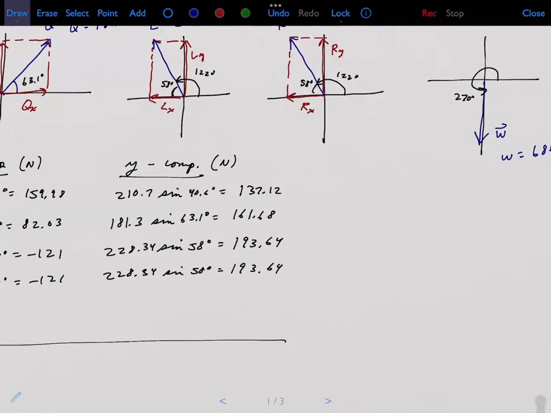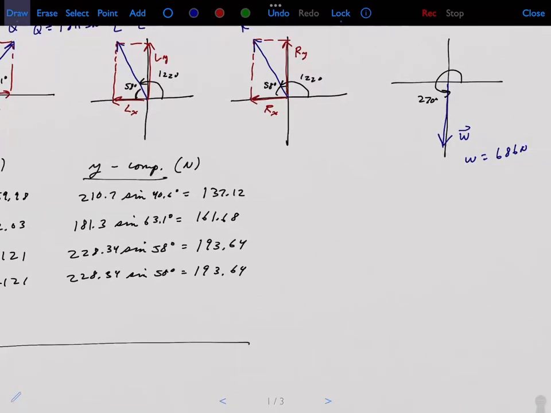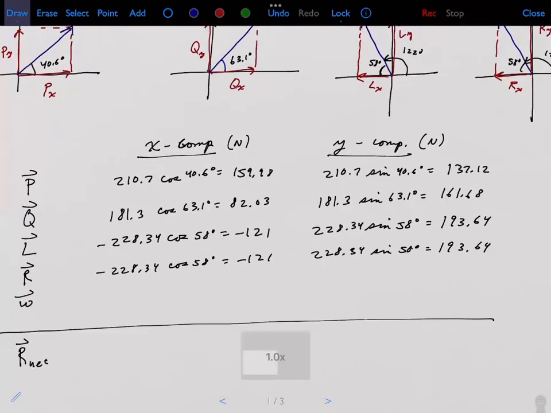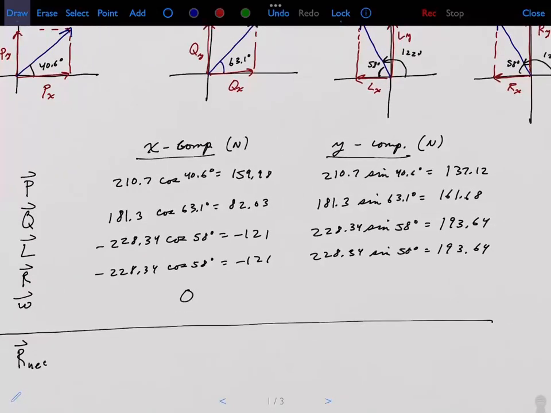So the X component, none of that vector is in the X direction. The X component is 0. And the Y component will be negative the full amount, right? It'll be negative 686. So X component is 0 and the Y component will be negative 686.